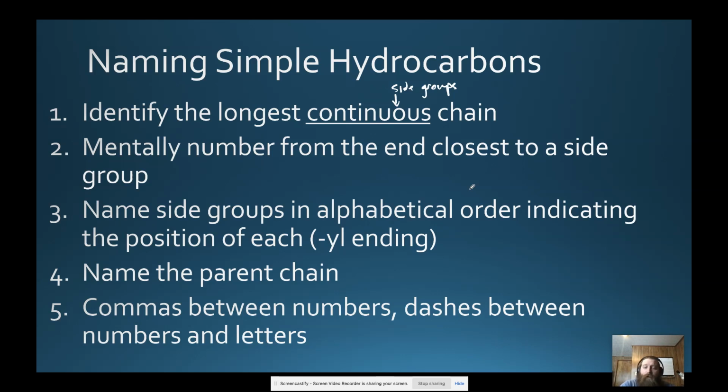The side groups are named alphabetically. So like eth comes before meth, or but comes before prop. And instead of an ending like ane, ene, or yne, we're going to change the side group ending to yl. So a methyl group is a single carbon sticking off the chain, right? Or an ethyl group is 2 carbons sticking off the chain. We'll see that in a minute. We then name the parent chain, and we use numbers to tell us where each of our side chains is. So that looks really complicated. Let's actually just do it in practice, and we'll see what we got.